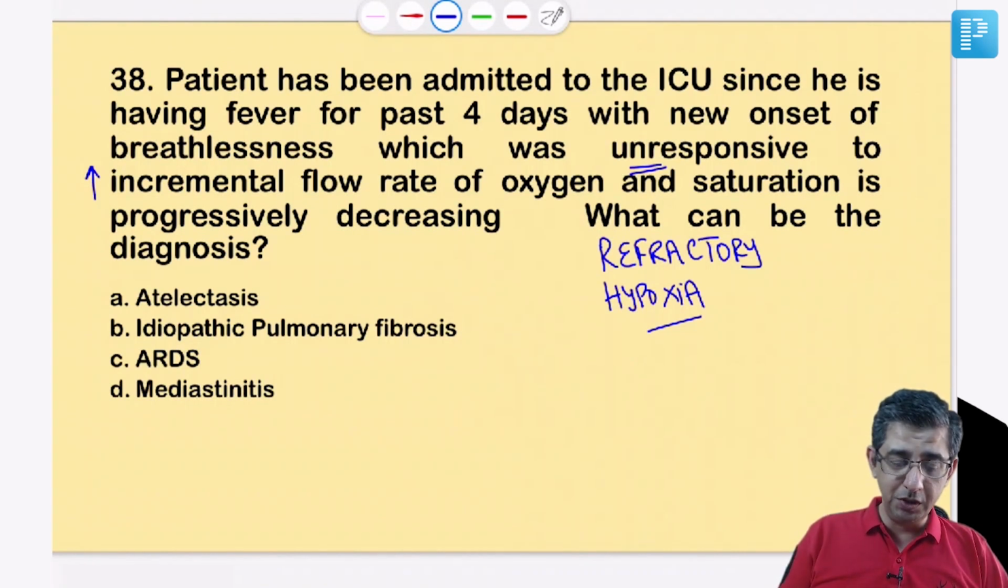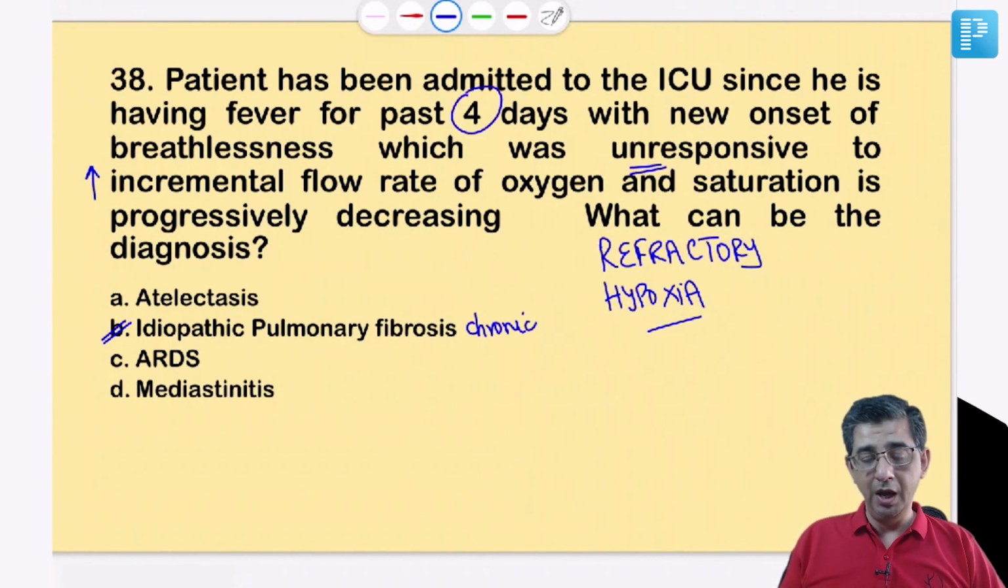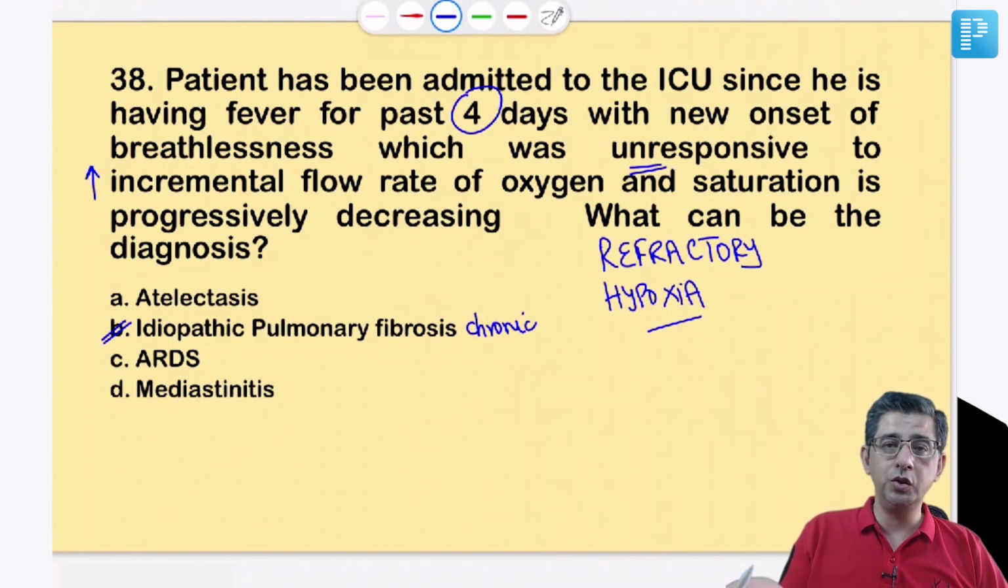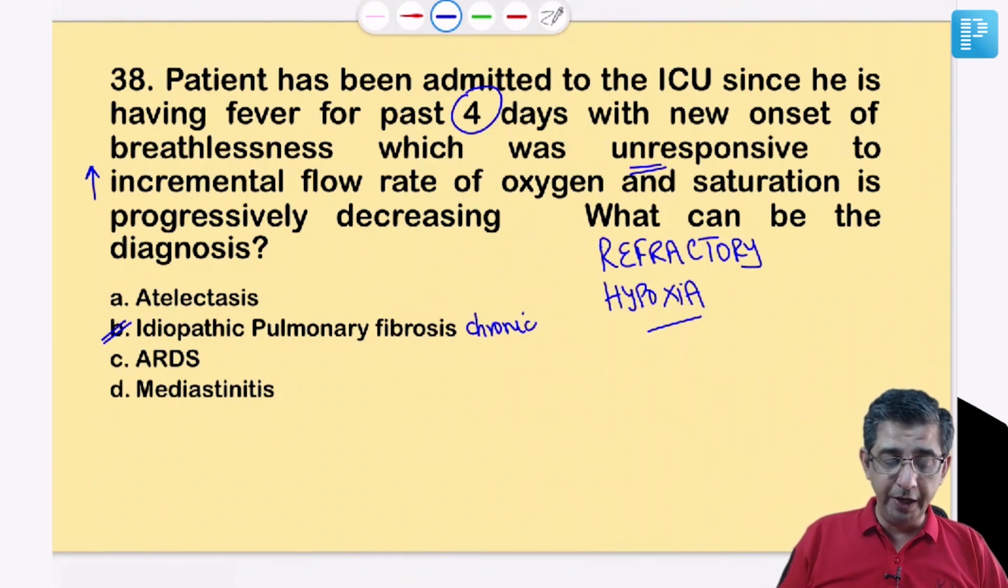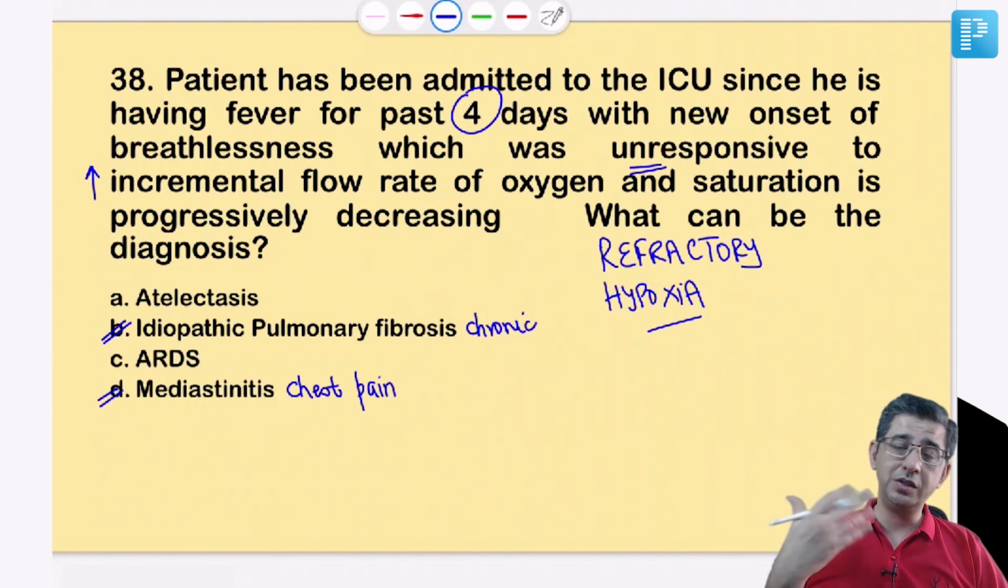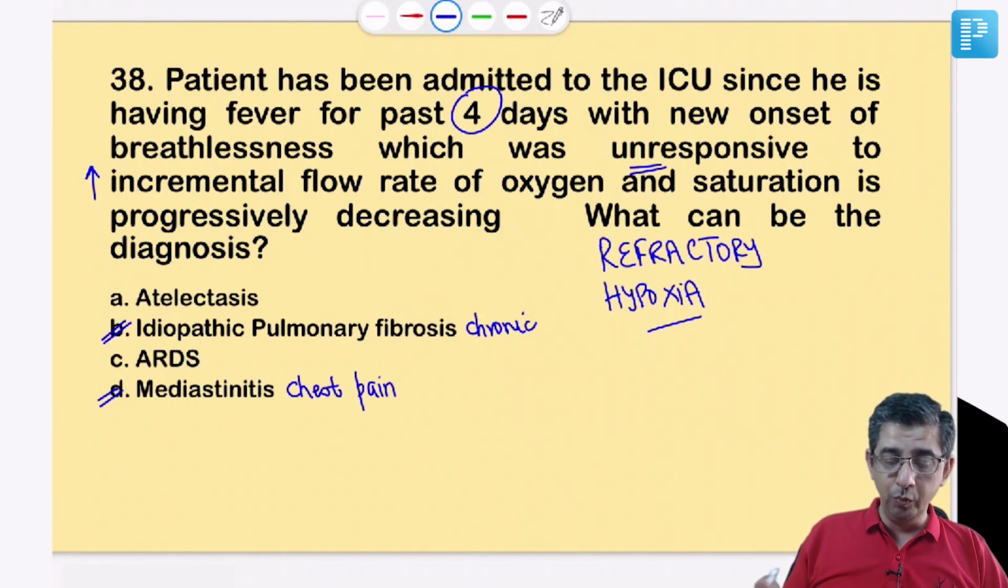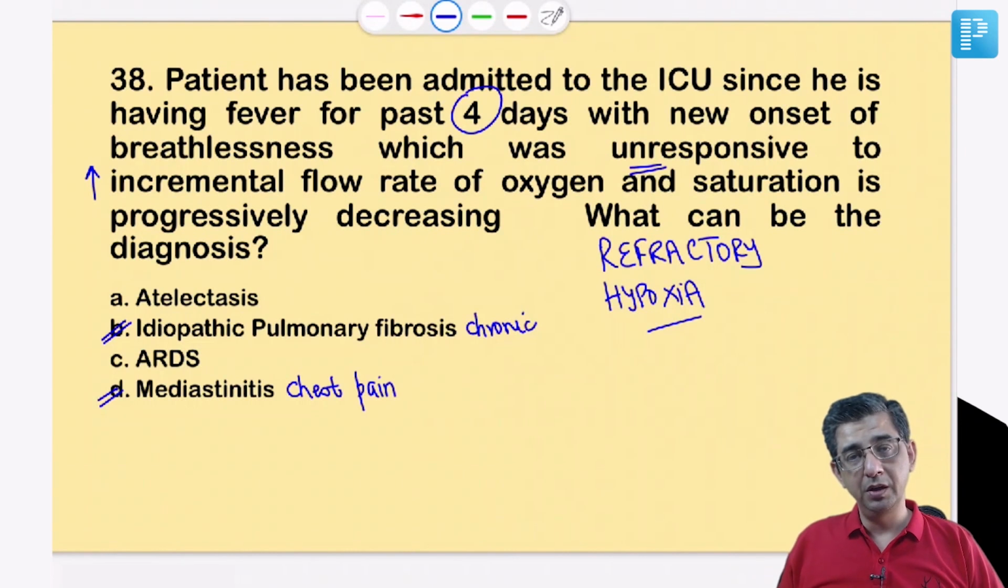Idiopathic pulmonary fibrosis can be ruled out very fast because it will have a chronic presentation, whereas in this MCQ the presentation was only the past few days. IPF does not have an ICU admission and deteriorate over 4 days, it's over months. Mediastinitis is also ruled out because it will contribute to chest pain. There's no history suggestive of mediastinitis, and more importantly, there is no chest pain present.